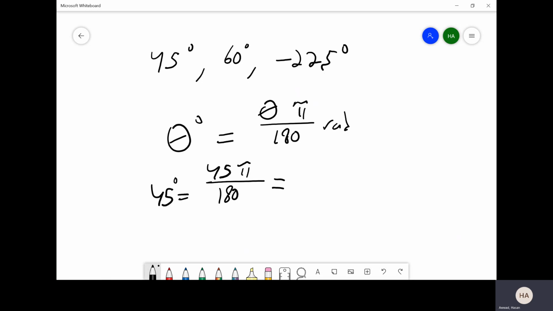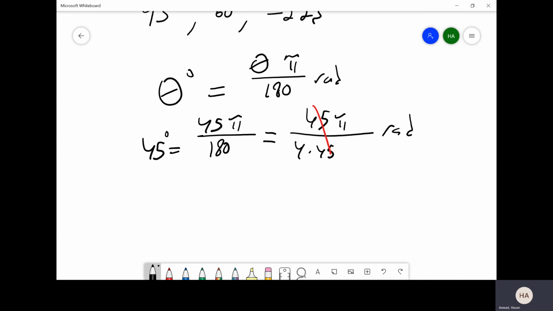So this is the same thing as 45 pi over 4 times 45. And we see here that the 45s are going to cancel out, right? So when they cancel out, we are just left with pi over 4 radians. So pi over 4 radians.